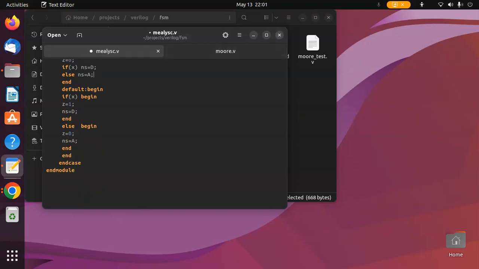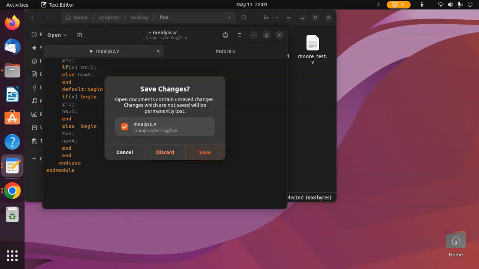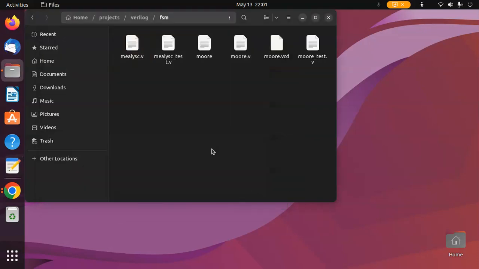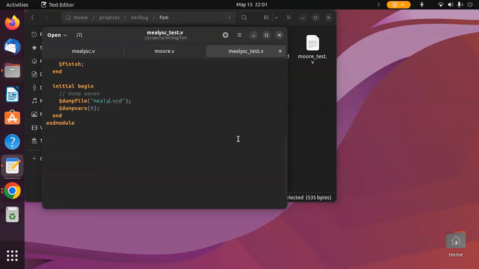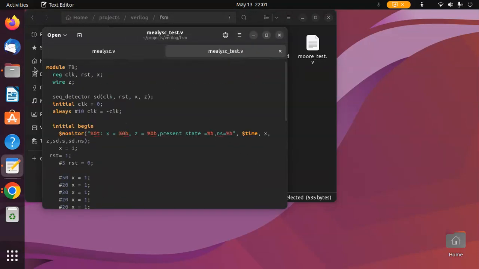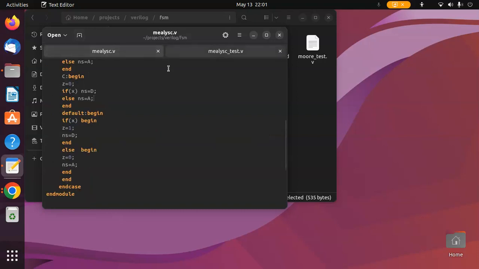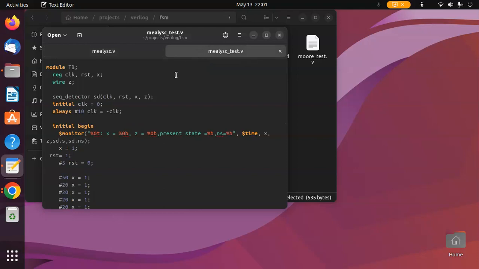So now let's look at the test circuit, which we call a test bench. We declare inputs as registers and outputs as wire. We call that module name. Initially clock is 1.